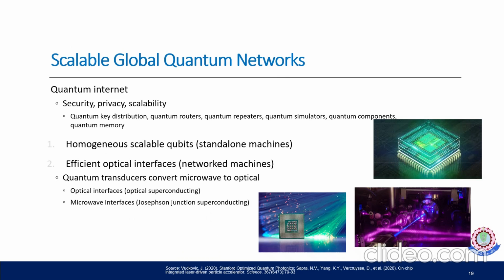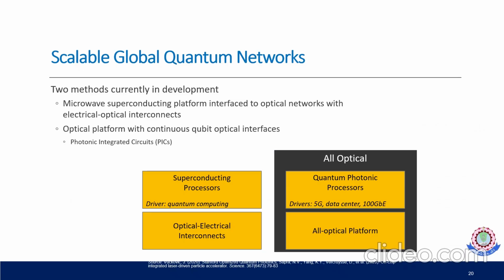So scalable global quantum networks are going to deliver the quantum internet, which is going to deliver security, privacy, and scalability, with homogeneous scalable qubits and efficient optical interfaces throughout the entire network of machines. The next application is supercomputing processors, which drive quantum nodes with optical electrical interconnects. There are two methods currently in development: a microwave superconducting platform interfaced to optical networks with electrical optical interconnects, and an optical platform with continuous qubit optical interfaces, photonic integrated circuits, PICs.